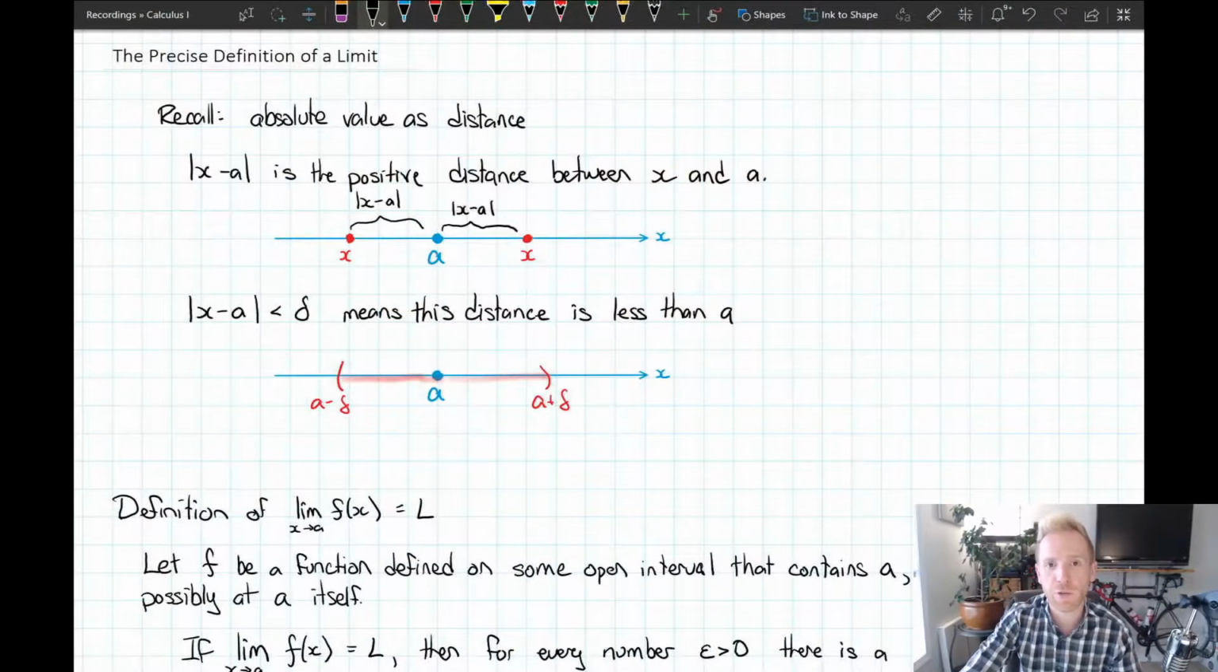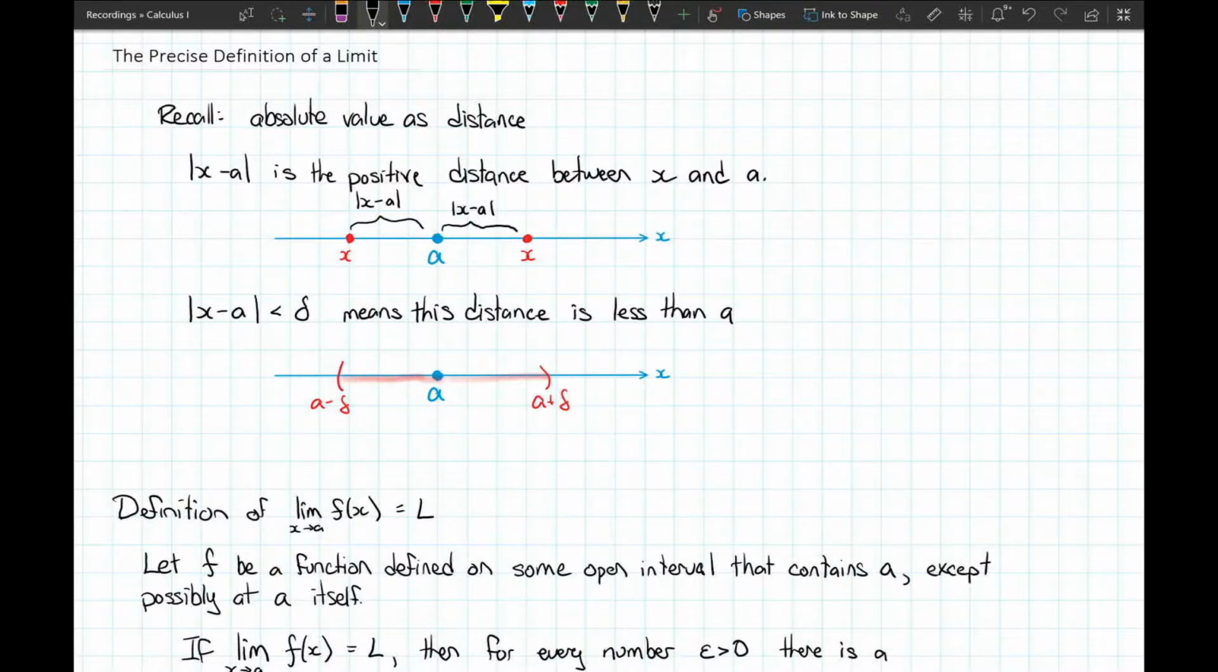But first, I'm going to just make sure that we're all on the same page when it comes to how to visualize and how to conceptualize absolute values. So absolute value can be really thought of as a distance. If you're taking the absolute value of x minus a, it's always going to be positive. And you can actually represent that as the distance between x and a.